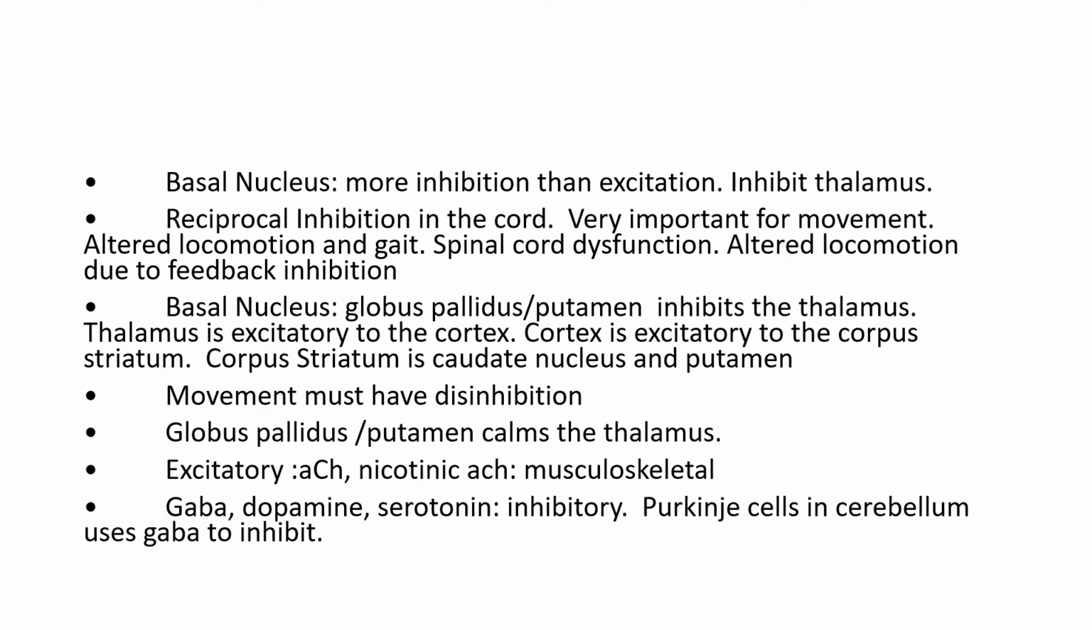So what are we looking at here? Basal nucleus, more inhibition than excitation. It inhibits the thalamus. Reciprocal inhibition in the cord, very important for movement. Altered locomotion and gait.